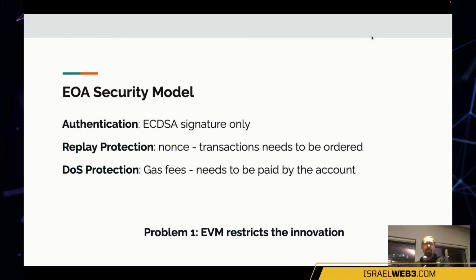So the security model of EOA accounts is basically authentication. The blockchain supports only the elliptic curve signature, ECDSA. If you want to use other types of signatures, like BLS signatures or quantum-resistant signatures, we can't use them. That's one thing. Then there's replay protection. When you send a transaction, you don't want it to be replayed, you don't want the same transaction to be sent multiple times. Replay protection is done with a nonce, and the transactions need to be ordered.